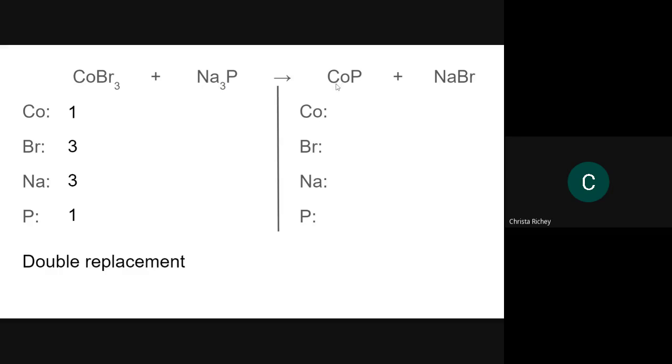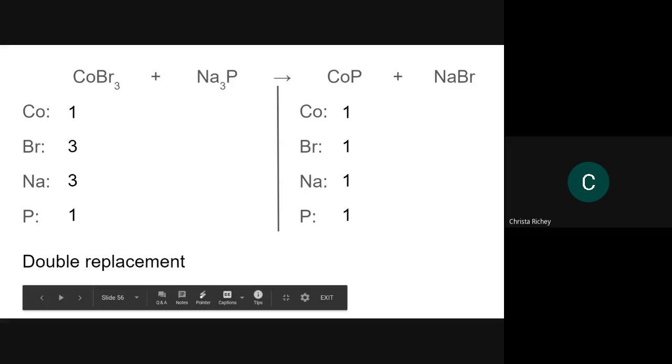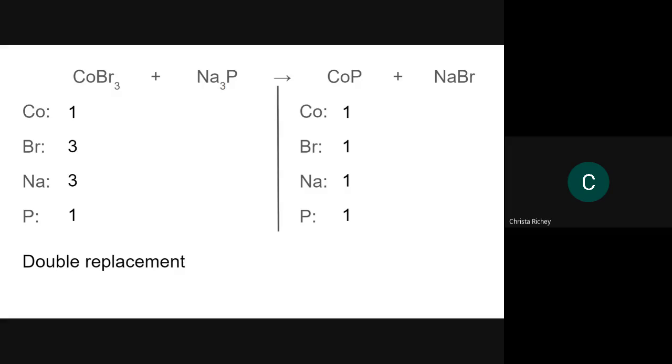Okay, so now on the right, cobalts first. How many cobalts do you have? 1. Go to bromine next. How many bromines do you have? 1. How many sodiums? 1. And how many phosphorus atoms? 1. Right? Any questions on how I figured out how many? Once again, that's what we did yesterday: identifying how many atoms.